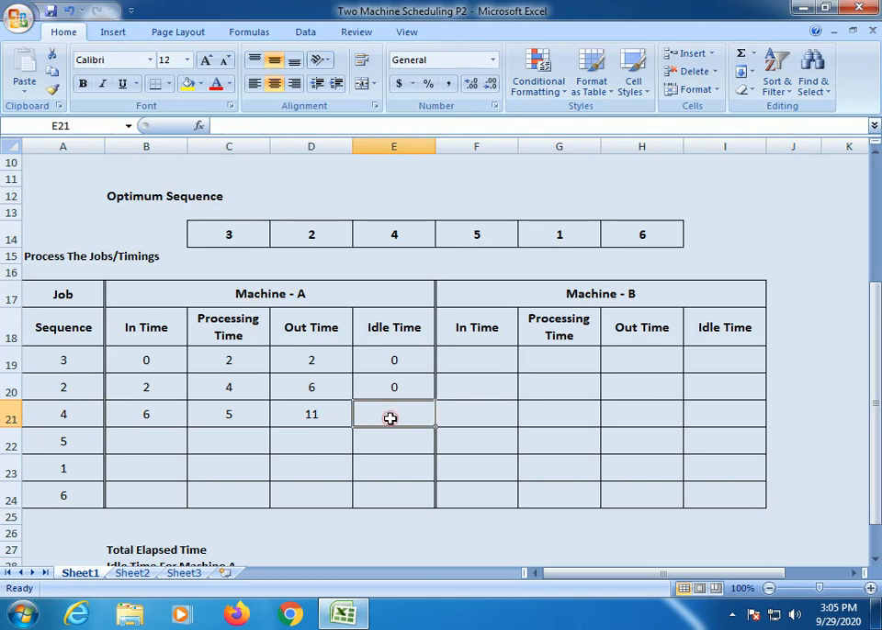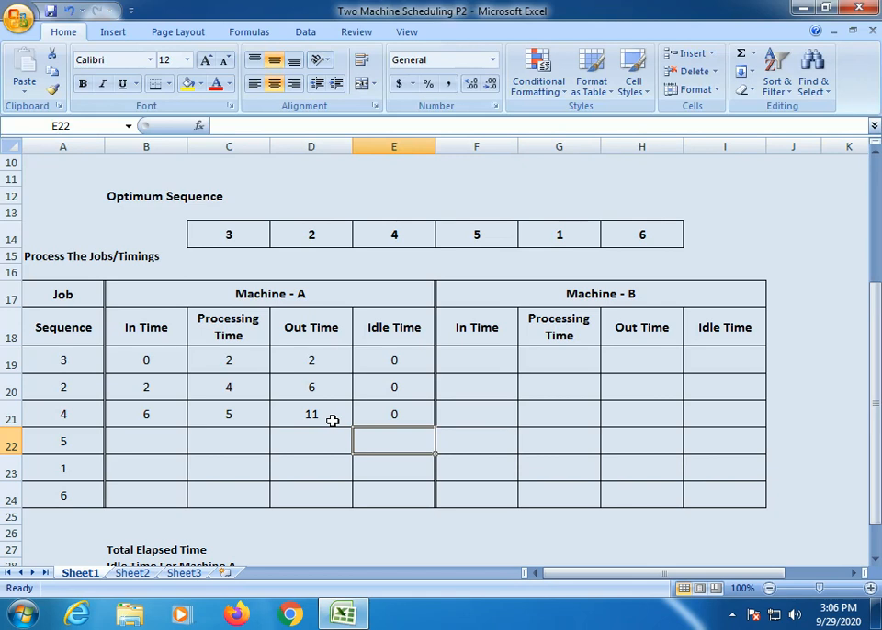And next, what is the idle time? So the previous job out time is 6 hours, the present job in time is 6 hours. There is no gap between these two, that 6 out time and this in time, there is no gap. So 0 is the idle time. It didn't wait for any job.